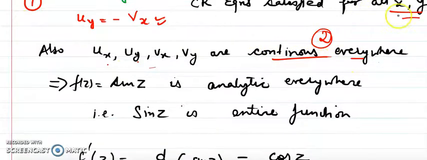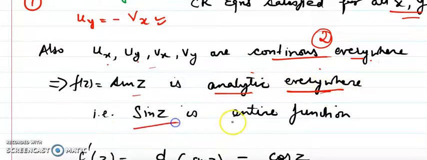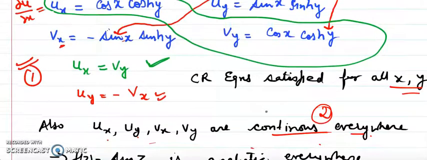Now since it is happening everywhere, you can say that f(z) is analytic everywhere, or differentiable everywhere, which means analytic everywhere. Now if it is analytic everywhere, we have a name for it. We can call sin z an entire function. Now I want to share one point here.